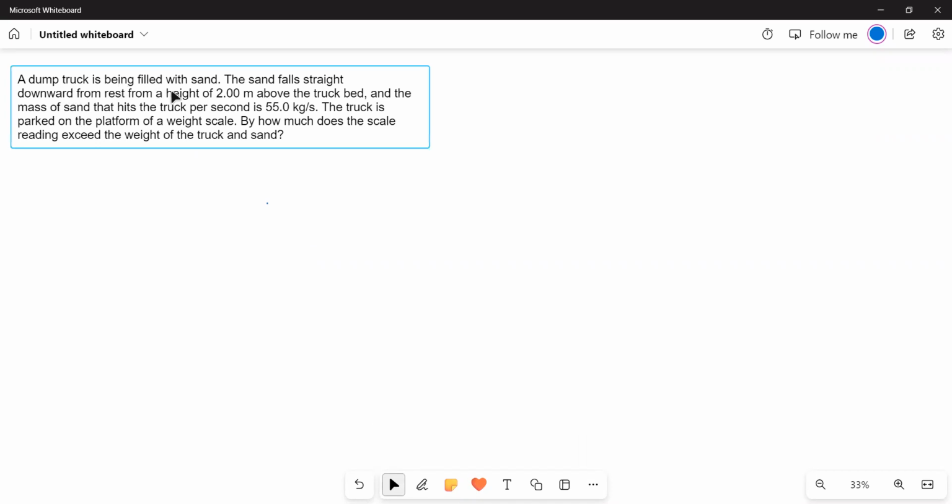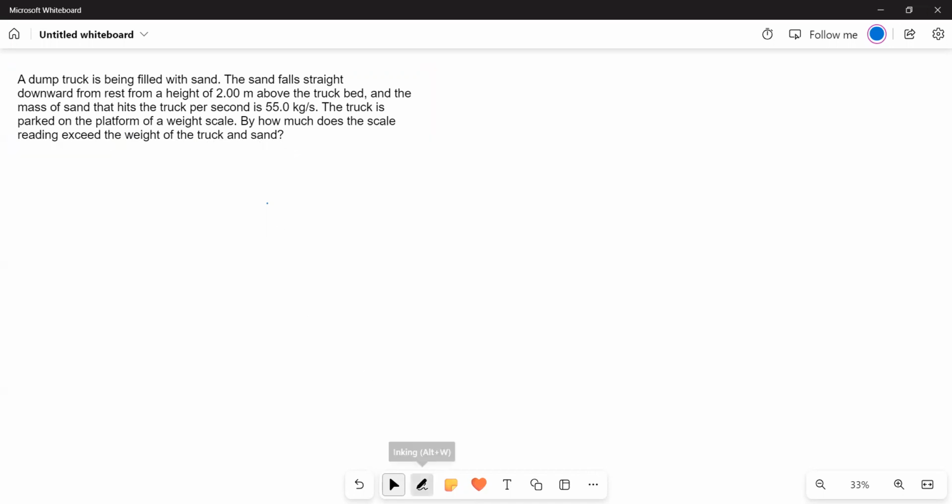A dump truck is being filled with sand. The sand falls straight downward from rest from a height of 2 meters above the truck bed. And the mass of sand that hits the truck per second is 55 kilograms per second. The truck is parked on the platform of a weight scale. By how much does the scale reading exceed the weight of the truck and sand?